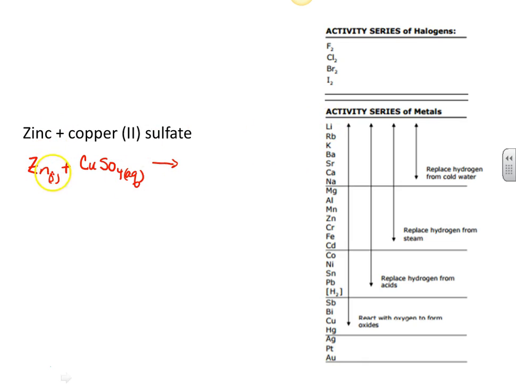Okay, we need to see, is zinc more reactive than copper? We come down here, we find zinc. Zinc is here. Copper is way down here at the bottom. Zinc is well above copper in the activity series. So zinc is going to replace copper to make zinc sulfate.